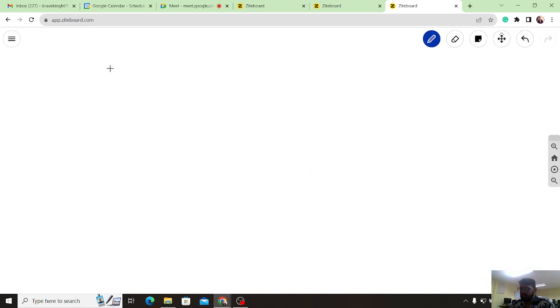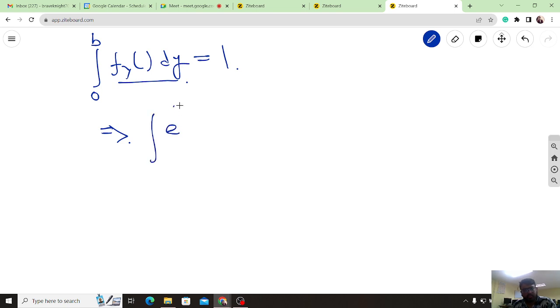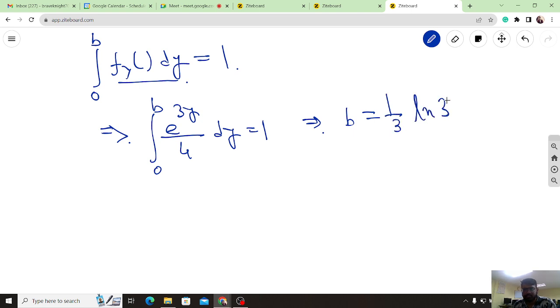So again, you can write that this function only varies from 0 to b, and within this, the integral of f dy should be equal to 1. So this implies the integral of e to the power 3y by 4 dy should be 1 within the interval 0 to b. From here we can write b is equal to 1 by 3 ln of 3. This is the answer.